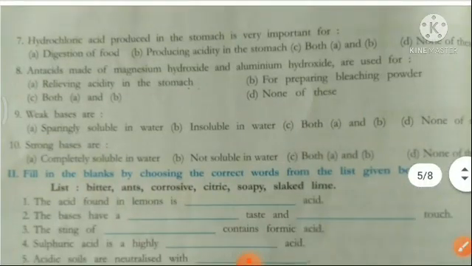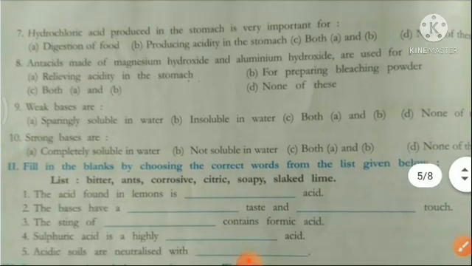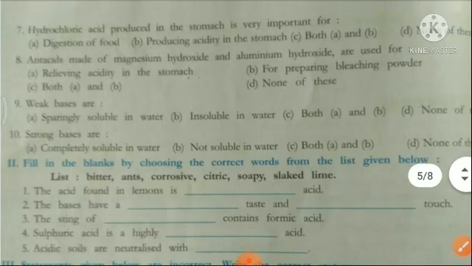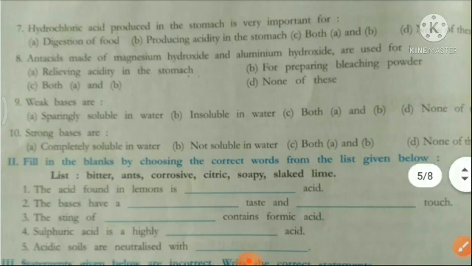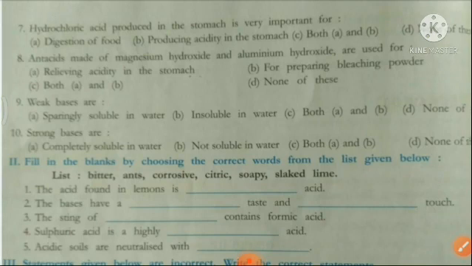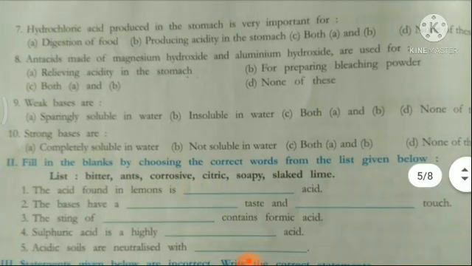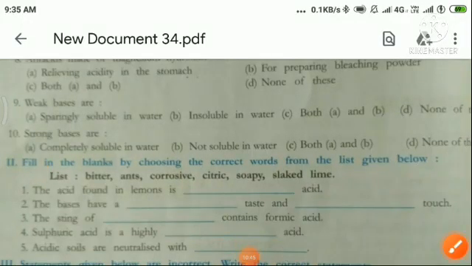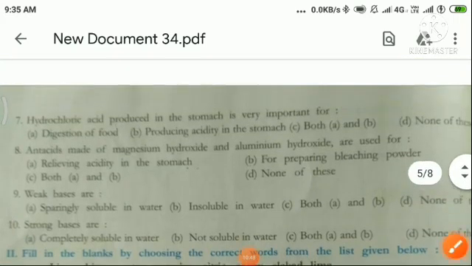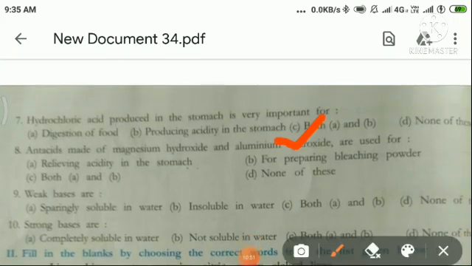Next, question number 7. Hydrochloric acid is produced in the stomach and is very important for... How is hydrochloric acid produced in the stomach? It is produced from the stomach walls, and hydrochloric acid is present in the gastric juices. I discussed that in the last video. Hydrochloric acid produced in the stomach is important for digestion of food, and it is also responsible for the acidity in our stomach. So the answer to this question is C, both A and B are correct.